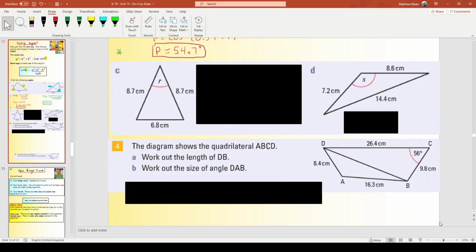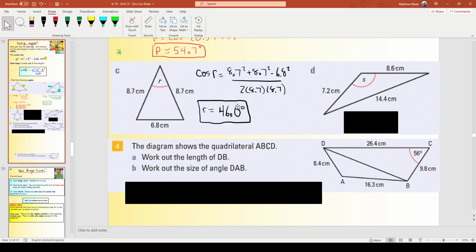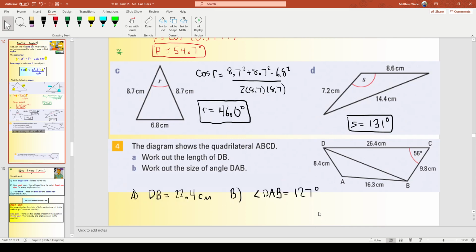Okay, and you're back, buddies. Let's see how you got on. Well, 46.0, and this is it with the steps, okay? Notice that the R and the 6.8 were opposite, so that's why they're in these positions. 46.0. The other twos, let's just see if you got them. 131 degrees. It was decimals, but I rounded it to 3 sig fig. 131 degrees. And for 4, the hardest one, dB was 22.4, and dab is 127.